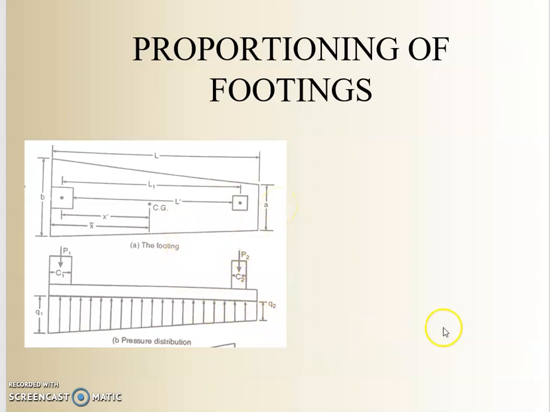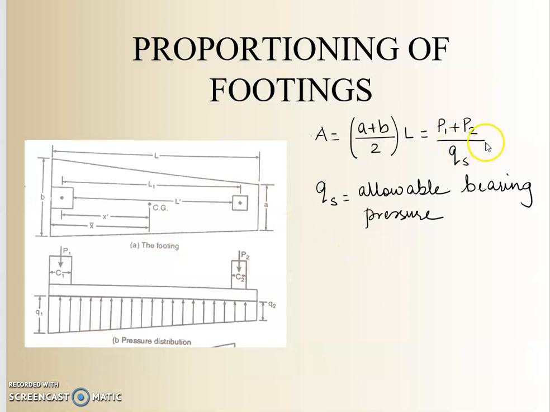Let's start first with the basics. What is the area of this particular foundation? It's a trapezoidal foundation. How do we write the area of a trapezoid? It is given as (A plus B) upon 2 into length. So this is B, this is A, and the distance between these two parallel sides will be L. We can also rewrite this as (P1 plus P2) upon QS. Now what are P1 and P2? Look at this figure. P1 is the load that is coming on column 1, P2 is the load that is coming on column 2, and QS is the allowable bearing pressure or bearing capacity.